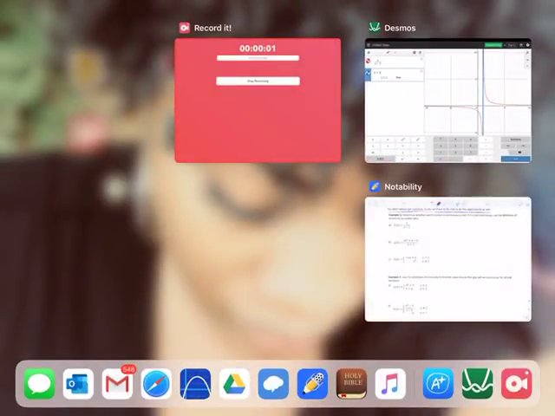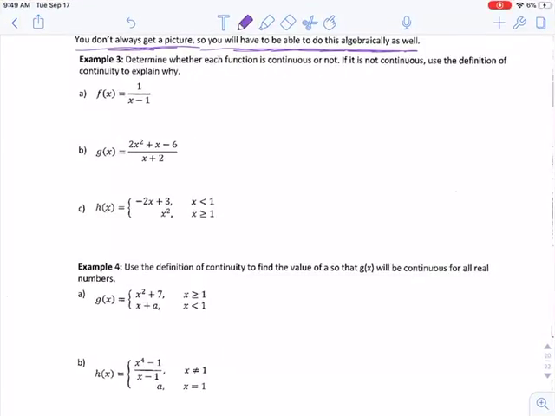So this graph is not continuous at x equals 1. So I will write down my different limits. So at x equals 1, there's a vertical asymptote. All right, that's considered a non-removable discontinuity. Let's look at the different limits.